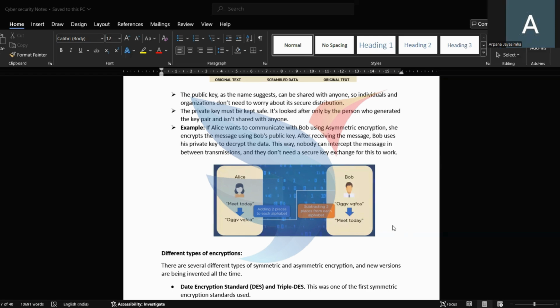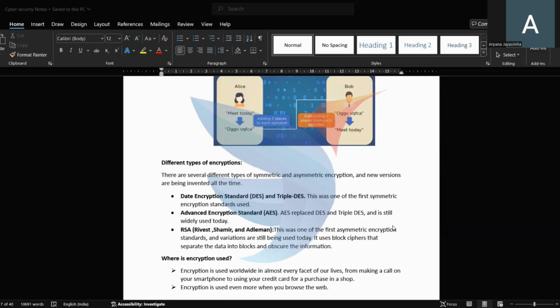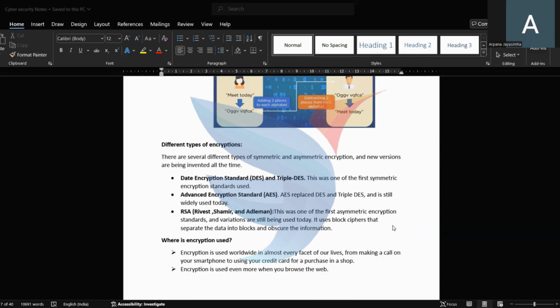Let's see different types of encryption. There are several different types of symmetric and asymmetric encryption. The first one is Data Encryption Standard, DES, and Triple DES. Next is the Advanced Encryption Standard. Next is the RSA, which stands for Rivest, Shamir, and Adleman.